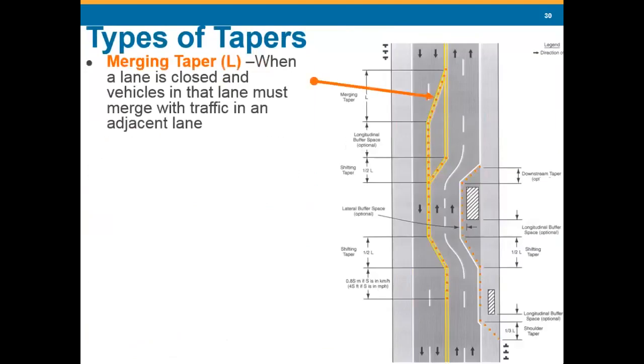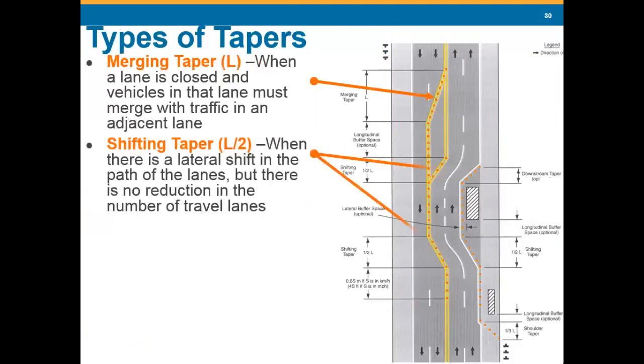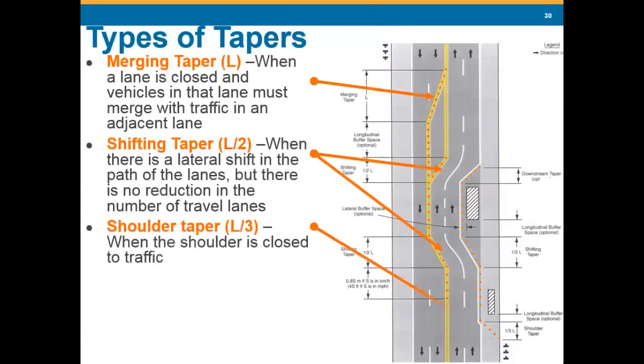Types of taper. Merging taper here, when the lane is closed, and we have to tell people where to go. We're going to move them over into that other lane. Shifting taper is here. Lateral shift, but no reduction in the number of lanes. We still have 2 lanes, but we're just going to move them over a little bit and then bring them right back. And then a shoulder taper down here on the bottom is when the shoulder is actually closed.